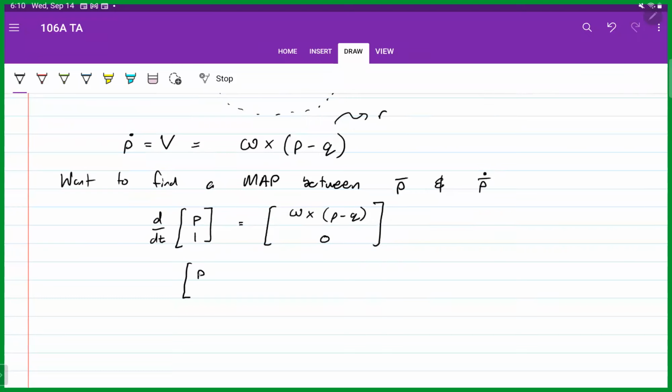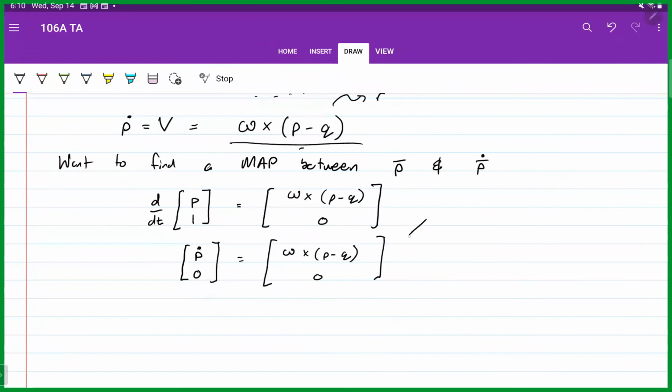So this is like P dot, 0 is omega cross (P minus Q), 0. Just to clarify, the term on the bottom doesn't make any difference because we know 0 equals 0. We know the top terms equal each other by the definition of the velocity up here. So we know we're good to go on saying that these two are equal. Now we're going to try and extract P bar from this, because that's going to give us our map from P bar to P bar dot.